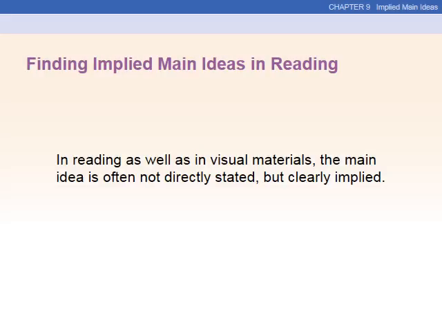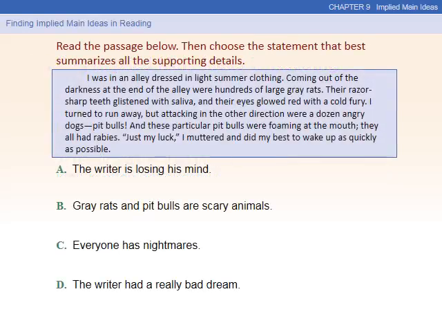Okay, so moving on to finding implied main ideas in reading. In addition to visual materials, the main idea is often not directly stated, but it's clearly implied, meaning that it's suggested very clearly. If we take a look on page 357, you have the same paragraph there. Let me go ahead and read this through, and then we'll talk about the things that we can choose.